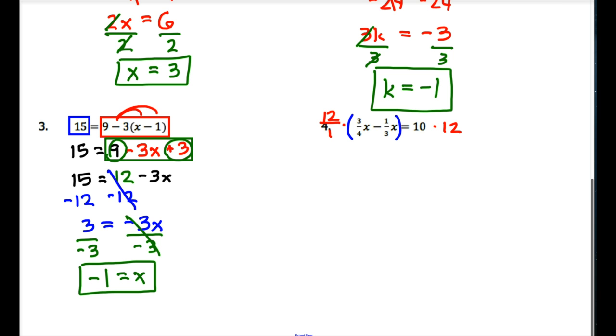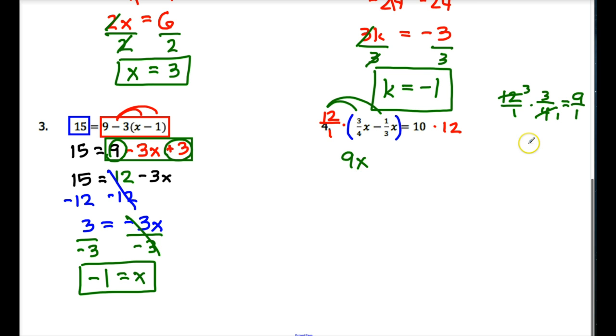And here's why I'm doing that. If I distribute now and take 12 times 3/4 x, let's show this over here on the side, 12 times 3/4, your 4 and your 12 will cancel. And then you have 3 times 3, which is 9 over 1. So that gives you 9 over 1, or just 9. So 12 times 3/4 x is really just 9x.